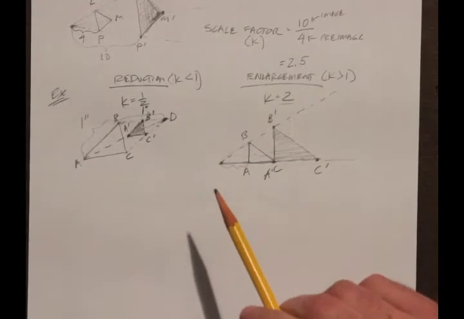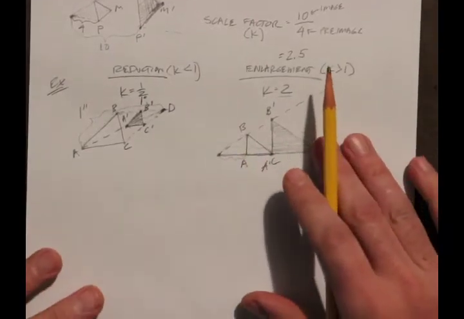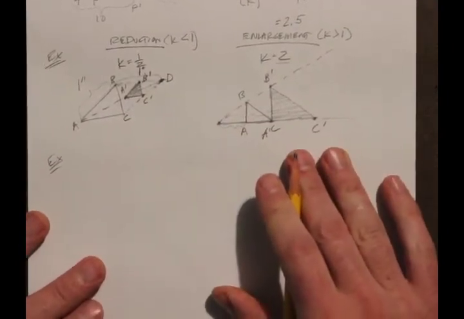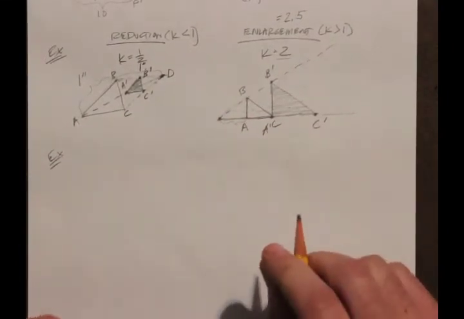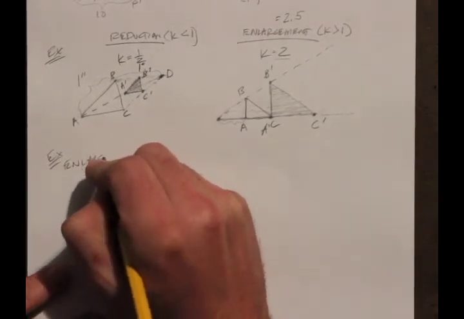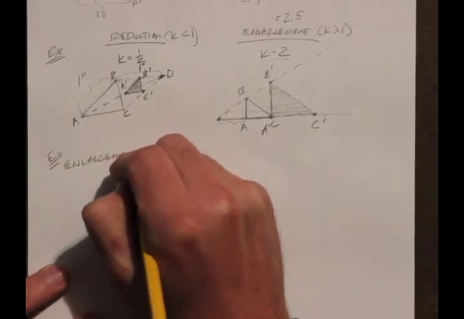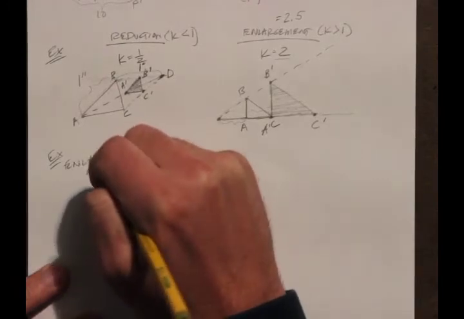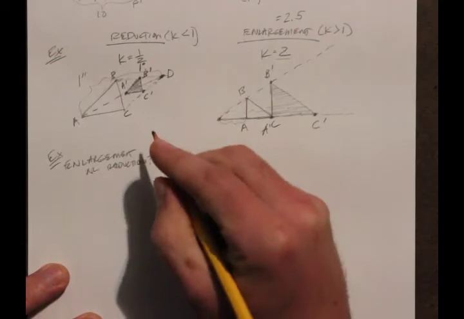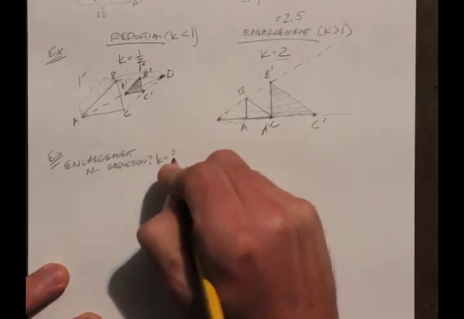All right, let's do some more examples. So here's an example where we are going to say, is this an enlargement or reduction? And what is the K value?